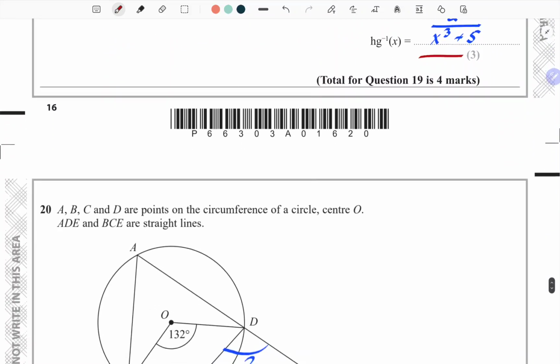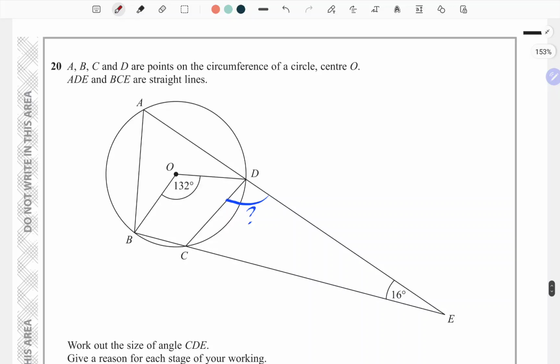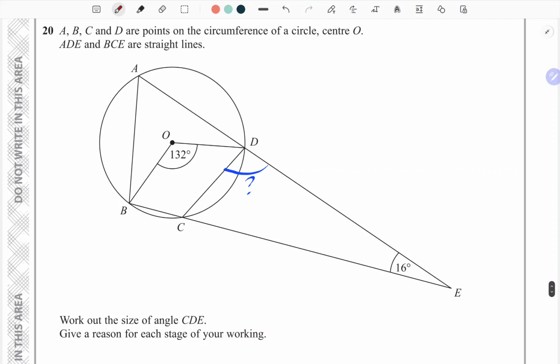Number 20. Again, I've left this one blank. I wanted to actually talk through it as we go along. I'm going to work through the question first and then talk through how to write it out. We want to find this angle as I've already annotated. They want us to find CDE, giving a reason for each stage of the working. Always start with what you know. In this case, we know the angle at the center is 132.